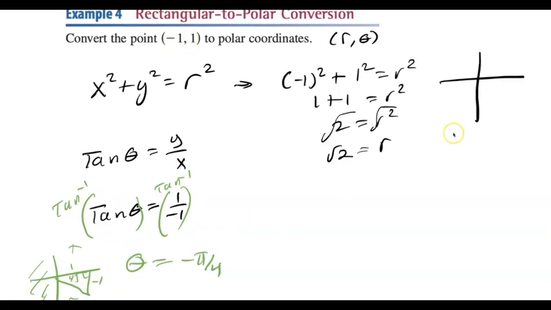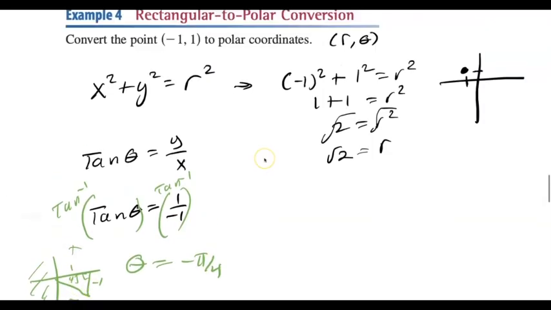Let's graph it real quick. And we get negative 1 and 1. That is up there. So you can see it's not in the correct quadrant. That is not where negative pi over 4 is. Negative pi over 4 is down there. So it's an easy fix though.